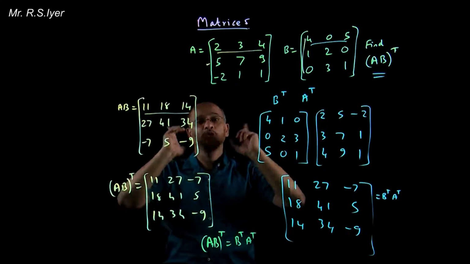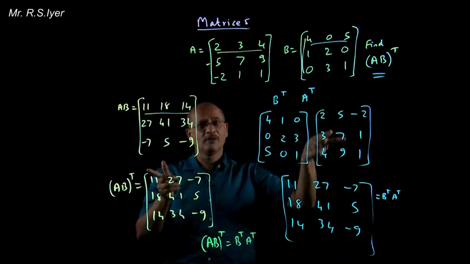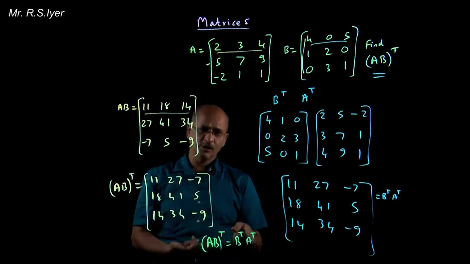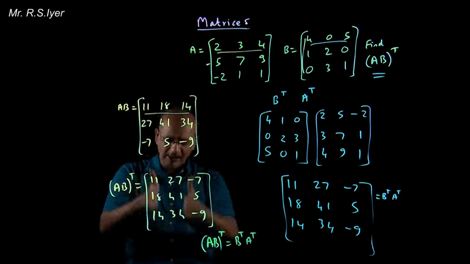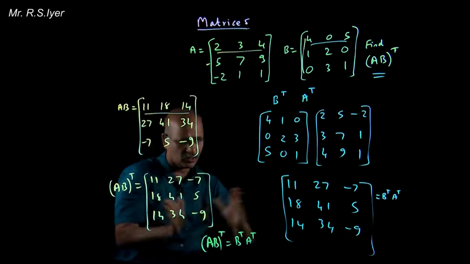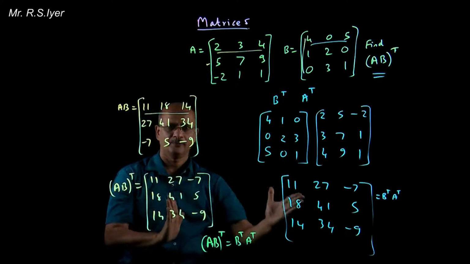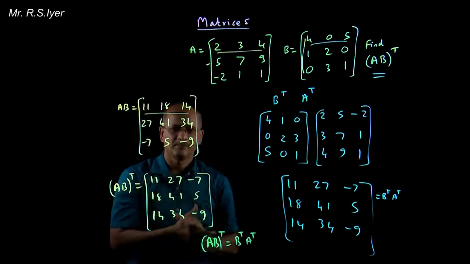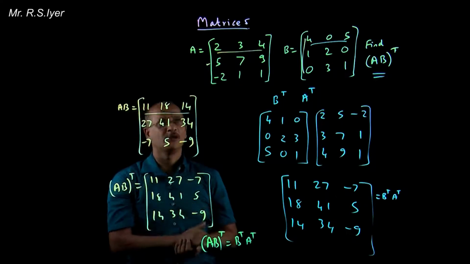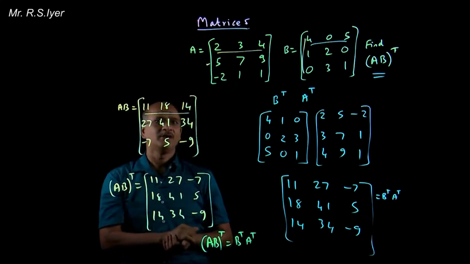But in case they put you a question, they modify this question, they will say verify AB transpose is equal to B transpose into A transpose, then what you are supposed to do? You do the LHS working here, do the RHS working, prove that they both are equal. So, this is what exactly the sum based on transpose comes up for you. So, I hope you got this point clear, children. So, pause and note it down.